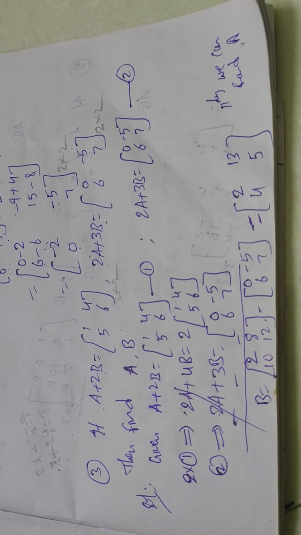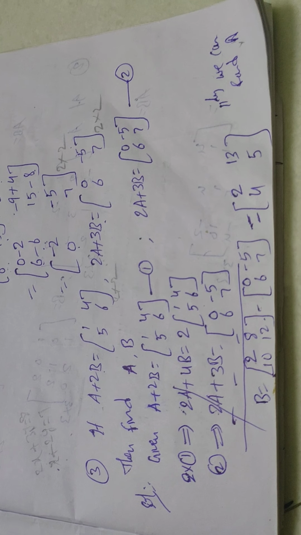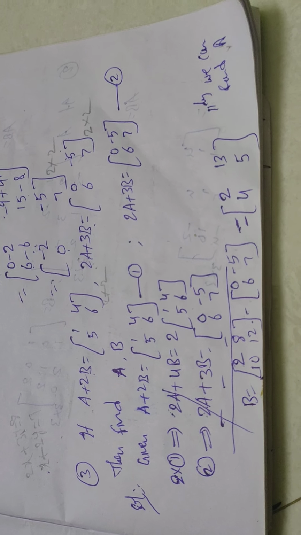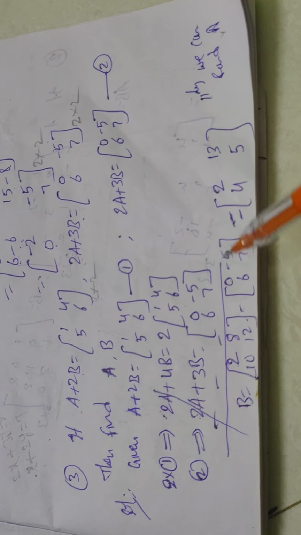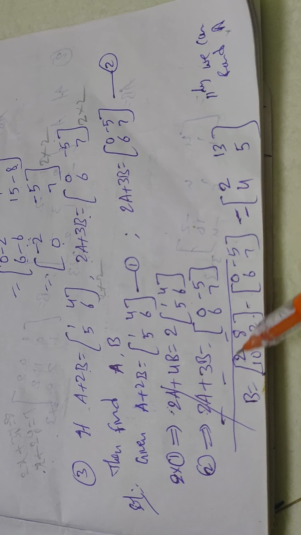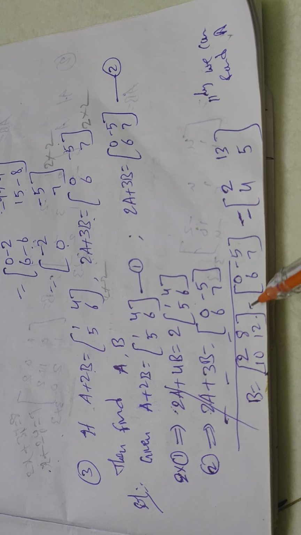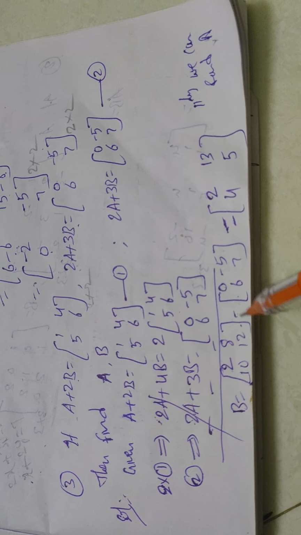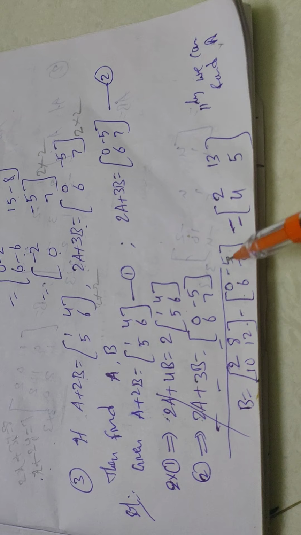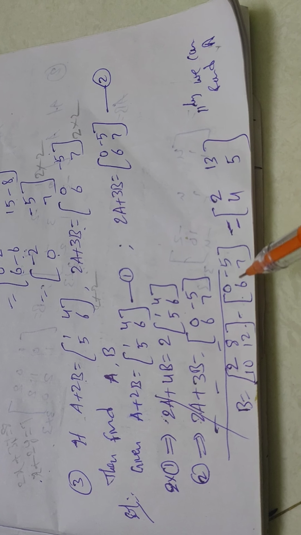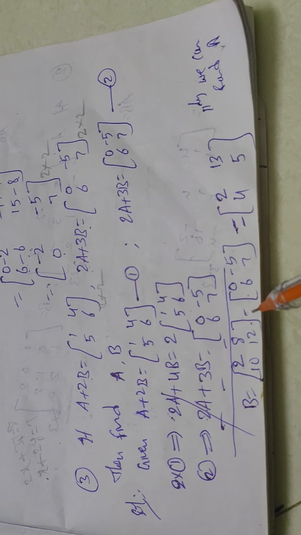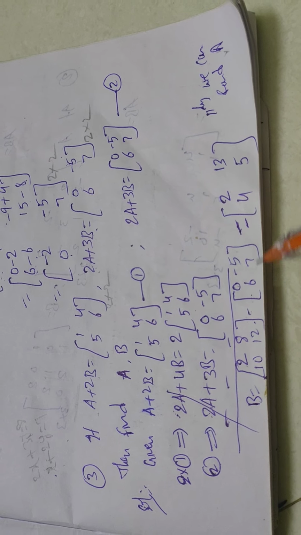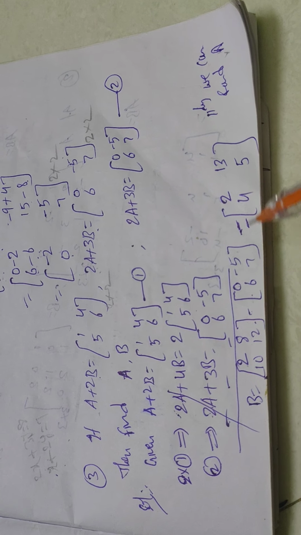So subtraction, I already told you, addition, how you are going to do it, the same procedure we have to apply for subtraction. But in the middle, if it is plus, 2 plus 0; if it is minus, 2 minus 0. That is what you simply do. So 2 minus 0 is 2. 8 minus of minus 5 means 8 plus 5, that is equal to 13. 10 minus 6 is equal to 4. 12 minus 7 is equal to 5.